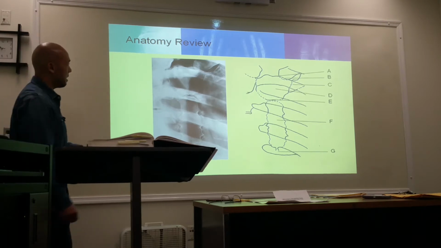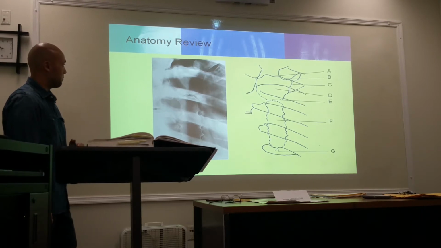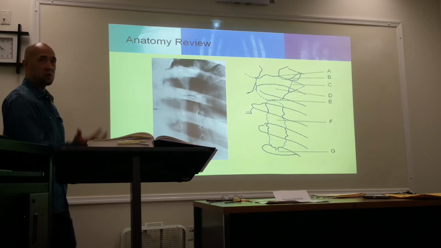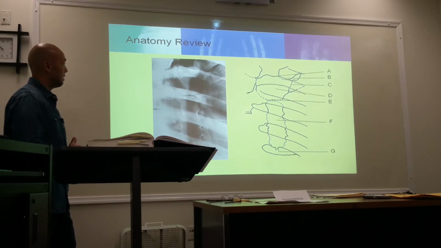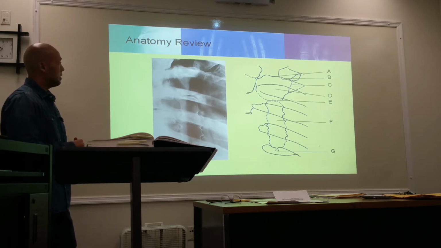Anyways, let's look at A. What's A? Jugular notch. You guys also call it what? What's the other name for that? Sternal notch, okay. Jugular sternal notch. What's B? SC joint. Okay, C is the first sternochondral joint. D, manubrium. E, sternal angle. What's F? The body.